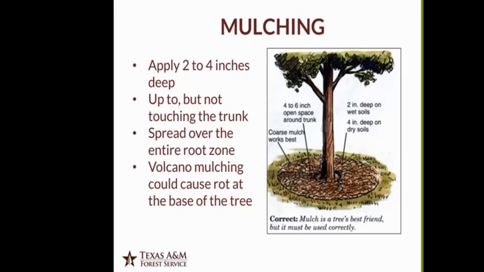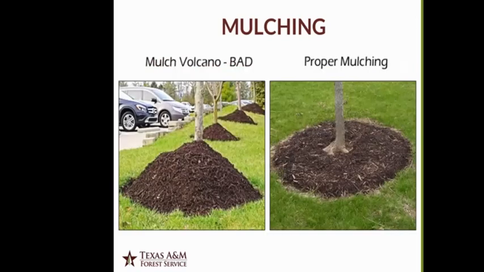And what we don't want to do is volcano mulch, which is that picture on the left. And unfortunately, some of our trees at HEB have some volcano mulch around them. But that can add a lot of extra and unwanted moisture at the base of the tree, which can cause rotting and welcome insects that we don't want at the base of the tree. So on the right, that's the proper mulching technique. You can see the flare of the tree completely, and that's what we like to see.